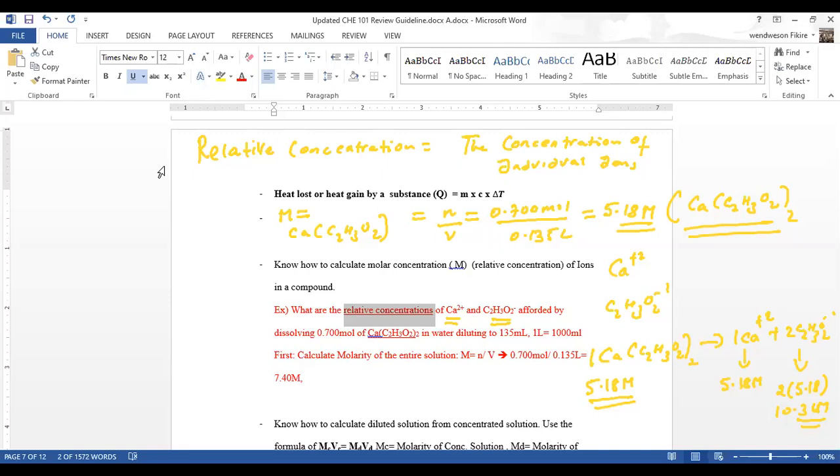Okay, let's say we're talking about the concentration of the individual ions. Say, for example, if you have calcium carbonate, when calcium carbonate decomposes, you get an equal ratio of calcium oxide and carbon dioxide gas. If you have 1 mole of calcium carbonate, it gives you 1 mole of calcium oxide and 1 mole of carbon dioxide, because the ratio is 1 to 1. If it is 2 moles of calcium carbonate, it gives you 2 moles of calcium oxide and 2 moles of carbon dioxide.